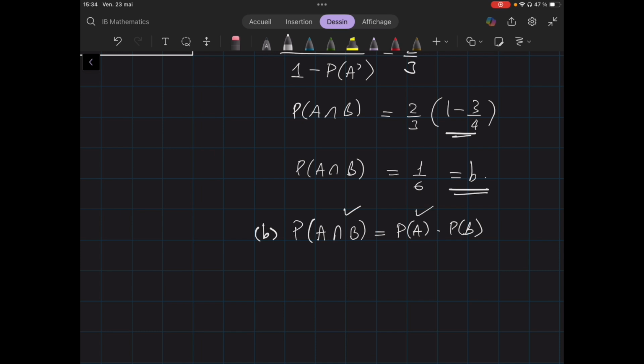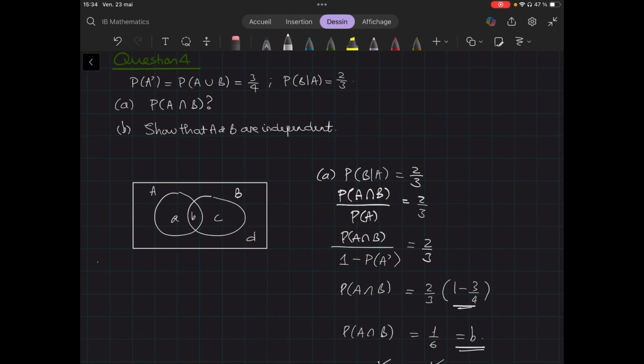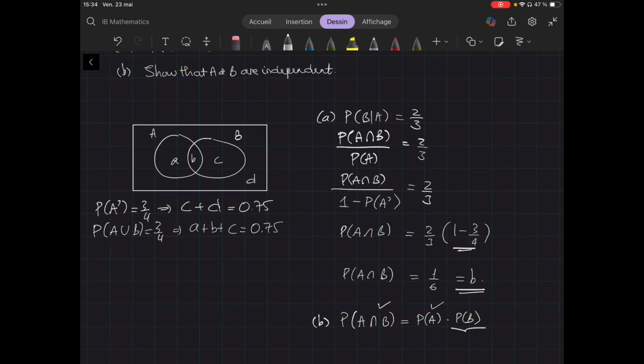What's left is finding the probability of B. Going back to our Venn diagram, we were given that the probability of not A is 3/4. This means C plus D is equal to 3/4. We are also given that the probability of A union B is 3/4. That means A plus B plus C is equal to 3/4. Our probabilities add up to 1.